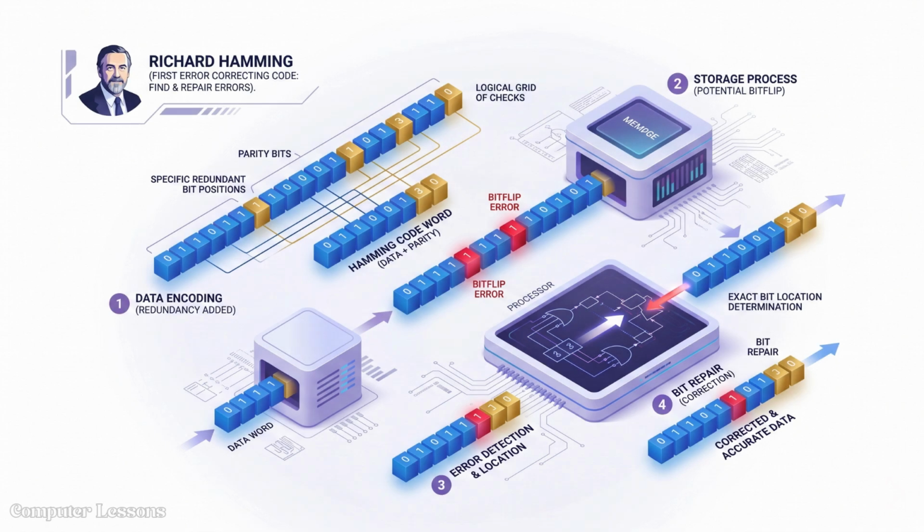Richard Hamming revolutionized this field by creating the first error-correcting code that could both find and repair errors. Hamming codes use specific redundant bit positions to create a logical grid of checks across the entire data word. This structure allows the processor to determine the exact bit that flipped during the storage process.